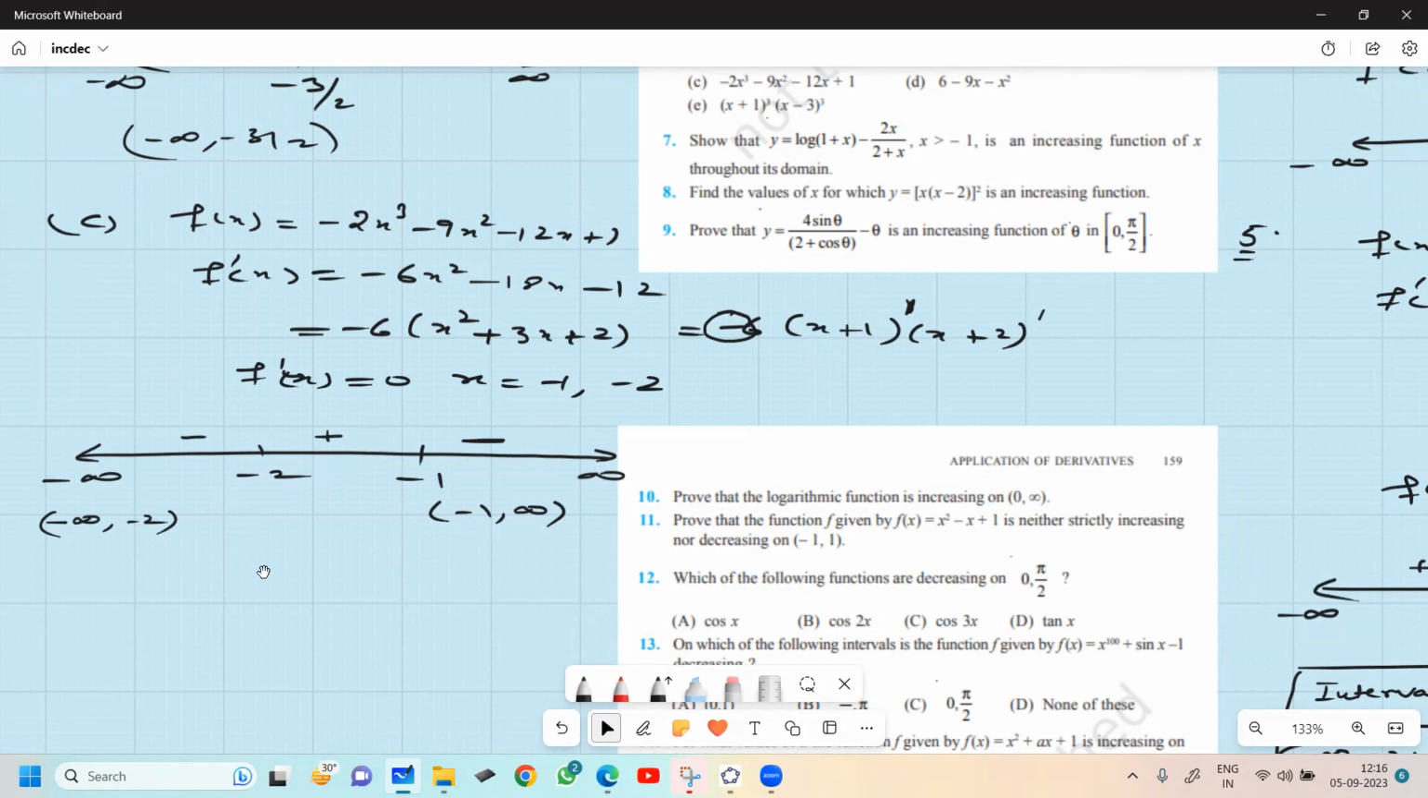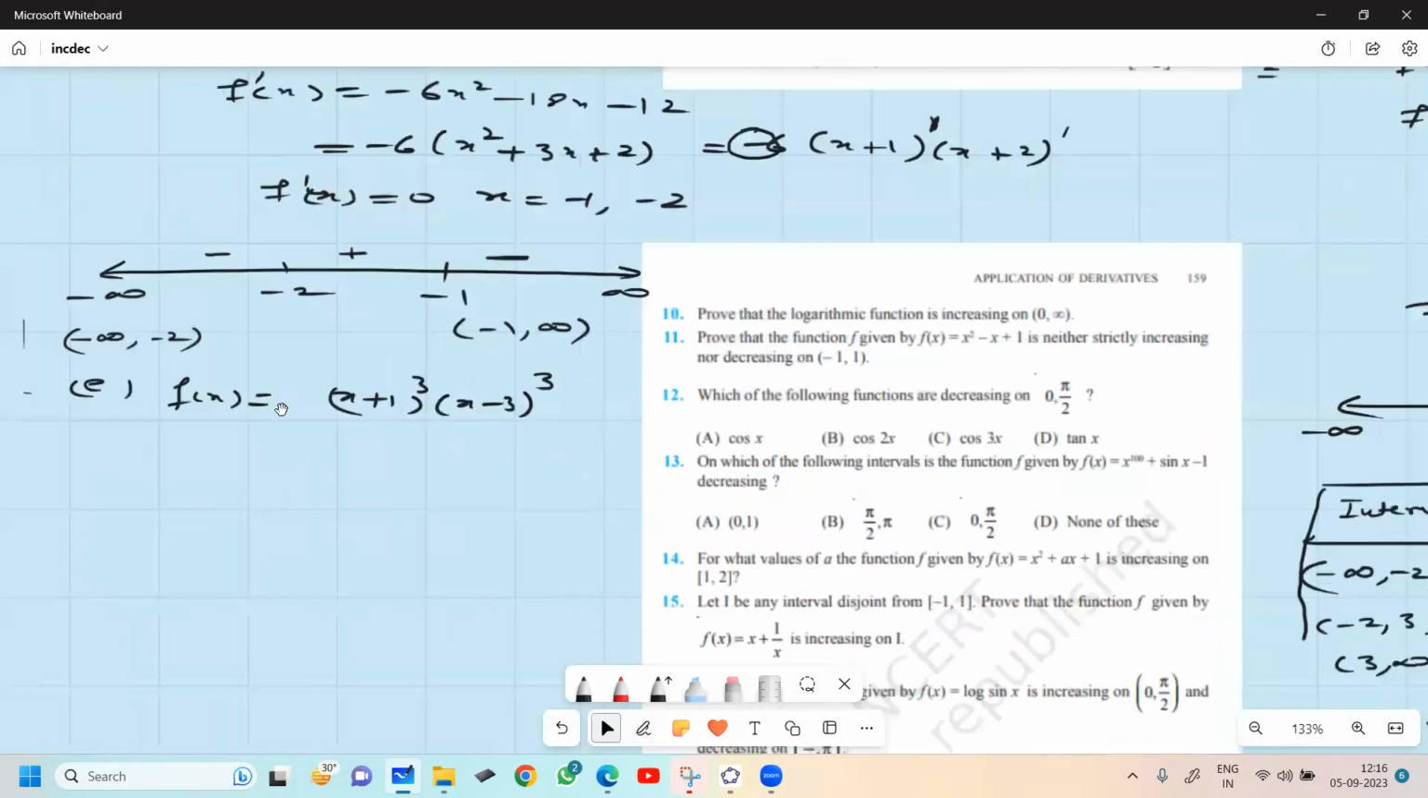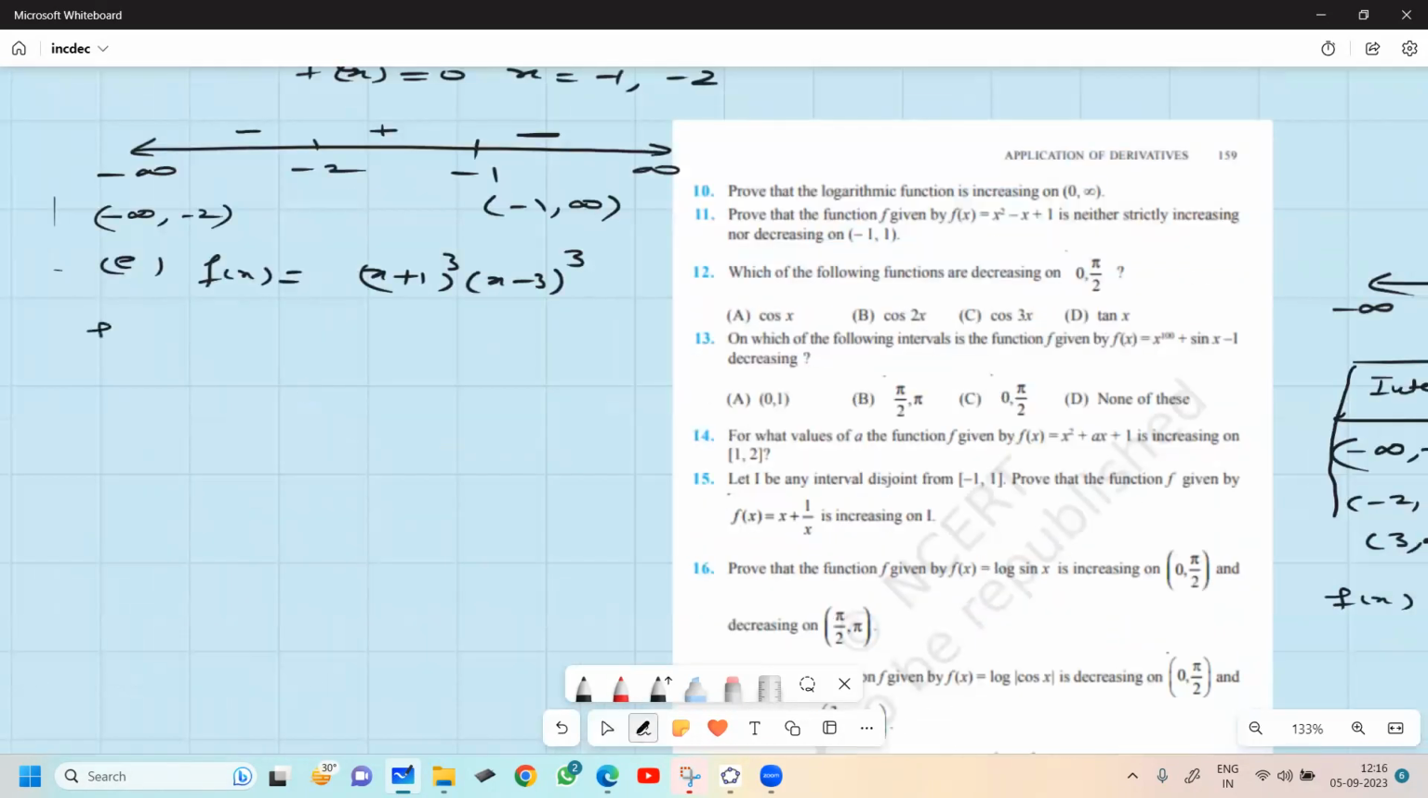Now I want to show you E part also. E part is f of x equal to x plus 1 cube, x minus 3 cube. How to do the calculation for this type of question? Don't multiply and open the cube and all. Just keep it as it is. f dash x is first function as it is, derivative of second function, plus second function as it is, derivative of first function, right?